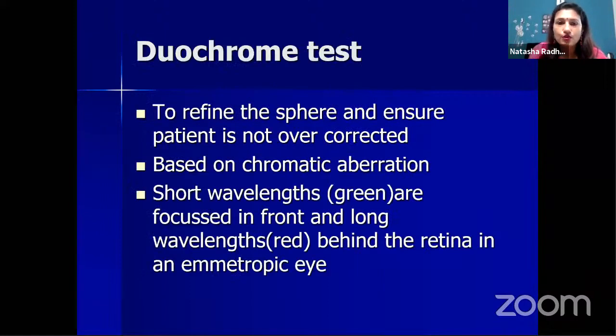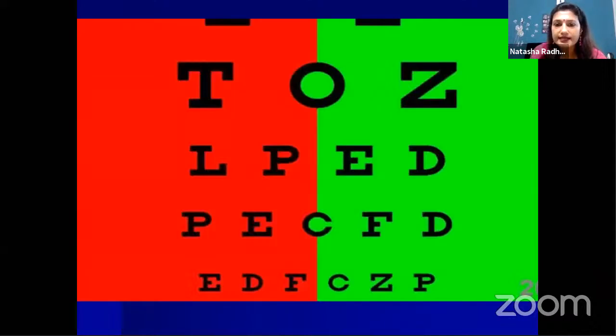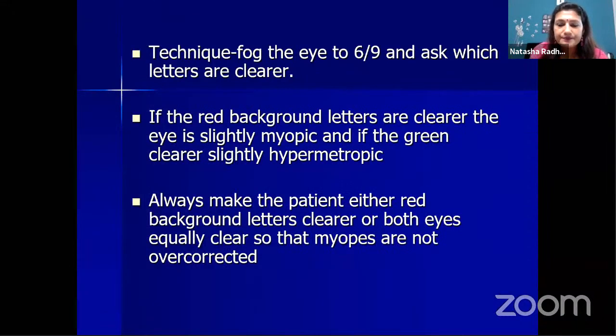And then you do the duochrome. The duochrome test is to refine the sphere and to ensure that the patient is not overcorrected. It is based on the principle of chromatic aberration, that the green wavelength will be focused in front and the red wavelengths will be focused behind the retina in an emmetropic eye. So this is what it looks like. They are black letters on a red and green background. You have to ask the patient whether the letters on the red background are better or the green background is better. Now the idea is that if the patient is a myope and he is slightly myopic still, the red will be clearer.